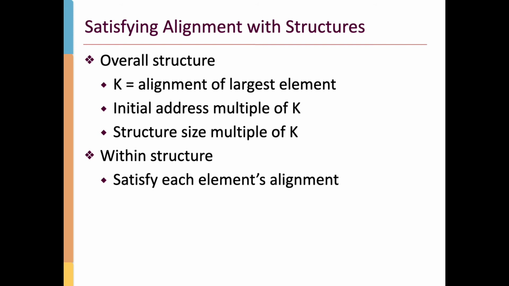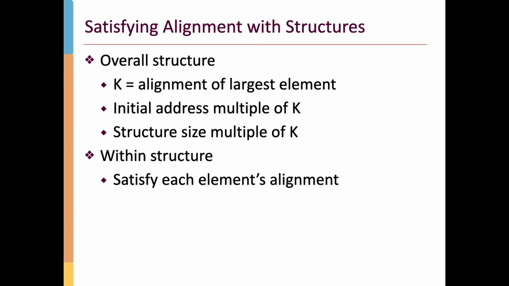The algorithm the compiler will use is it's going to look at all of the elements within the structure and find the largest one, and then figure out the size of that largest element. So in the previous example, we had a double called v that had 8 bytes. So in that case, k would be 8. It would be the largest element, and we know that those elements of size 8 have to be aligned on 8 byte boundaries.